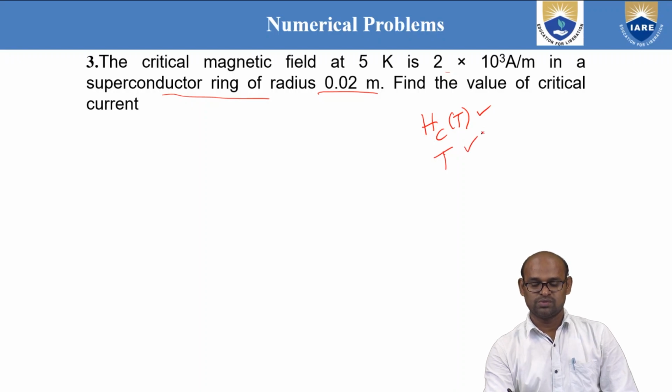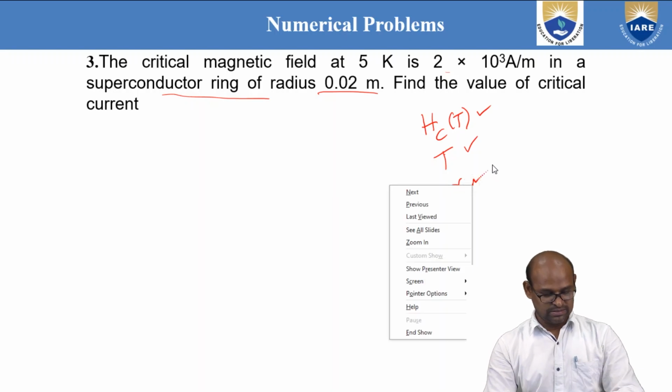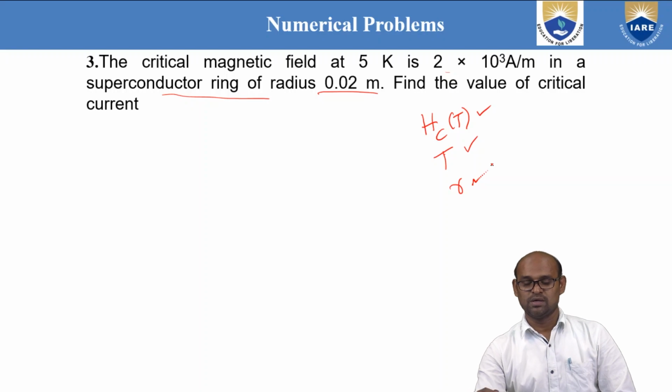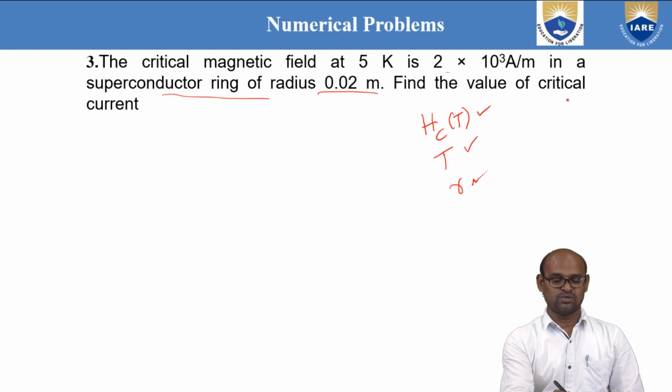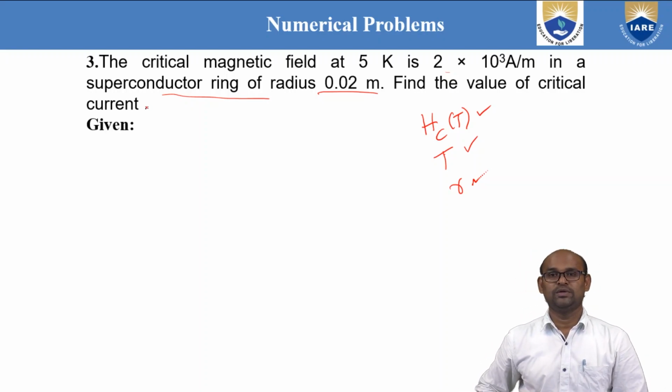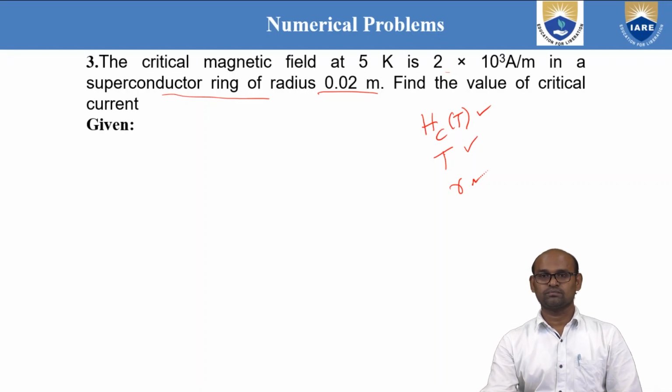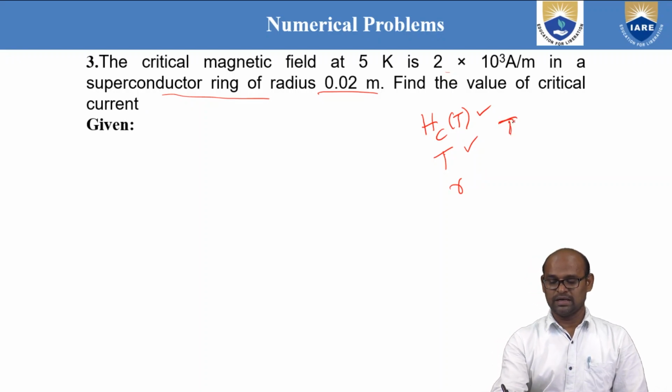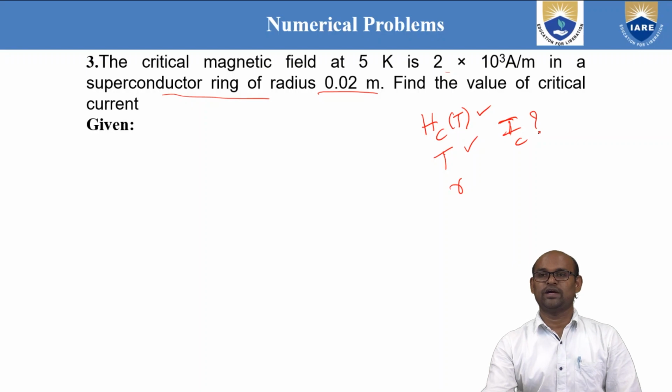Okay. Now, the superconducting ring's radius is also given. Radius is around 0.02 meters. Find the value of critical current. So we need to calculate the value of critical current. What is the critical current IC? We need to find out this IC.